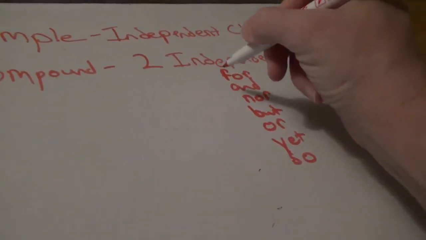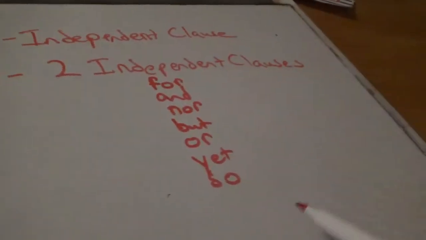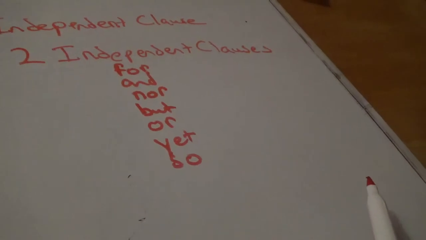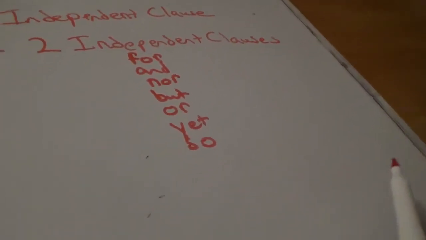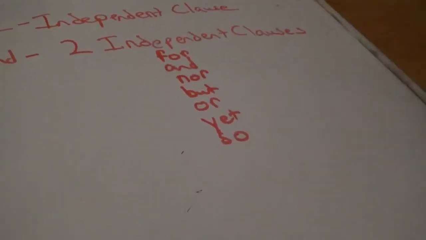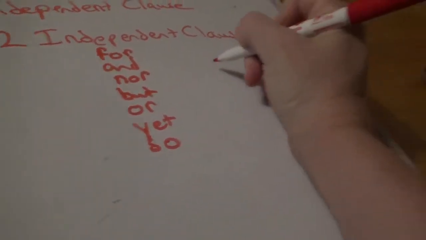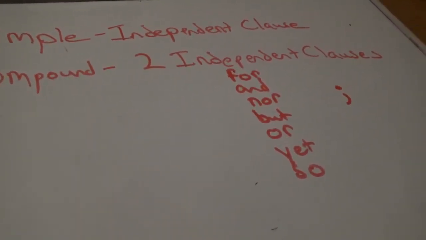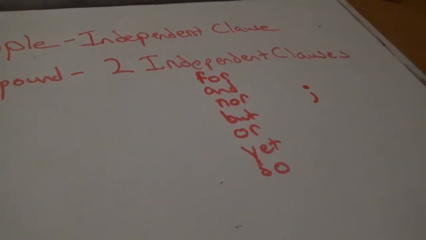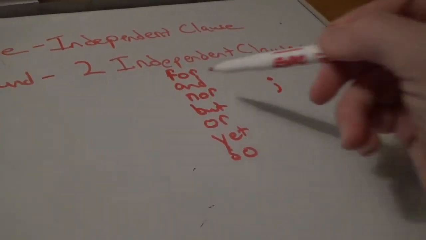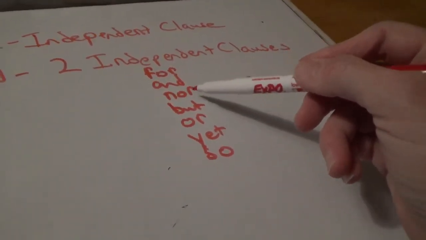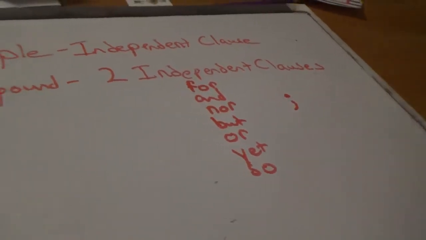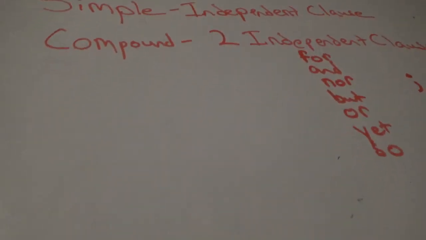So it can be joined by these words. These are coordinating conjunctions, and remember it has to have a comma before the coordinating conjunction, or be joined by a semicolon. So that is a compound sentence. It's when you have two sentences and you link them together either with one of these words, FANBOYS, which will help us remember this: for, and, nor, but, or, yet, so, or a semicolon. Then we get into something a little more complex.